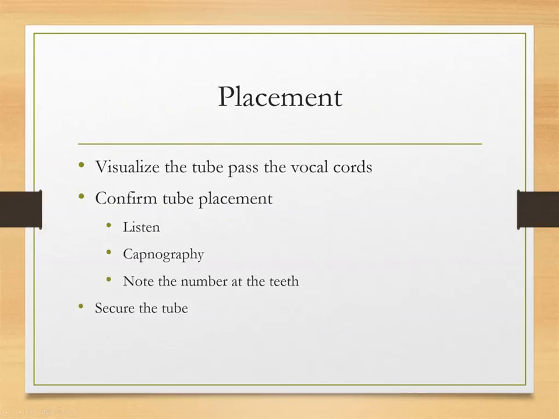Placement. So this next P, visualize. We have to visualize the tube passing through the vocal cords. We've got to confirm placement. How do we do that? We listen over our lung fields, listen over the epigastric area, put our capnography on, and note the number at the teeth. And then we want to make sure that we secure our tube.